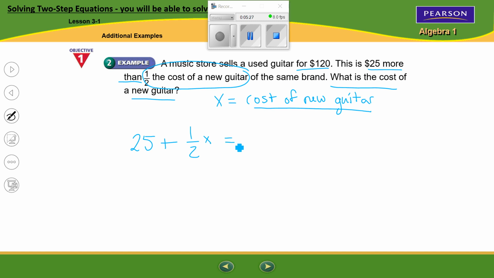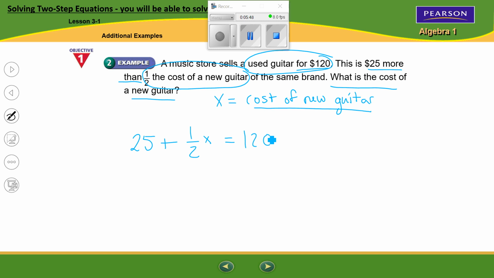Well, what does all this equal? This is $25 more than 1/2 the cost of the new guitar, and that's supposed to equal the used guitar cost, which is $120. Now we have written our equation, which is probably the hardest part of this. We can hopefully solve it using the same steps as before.